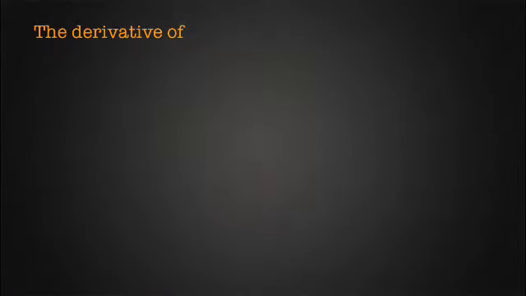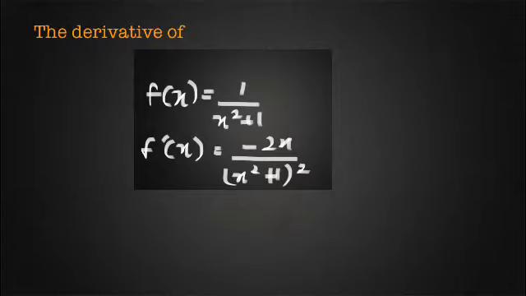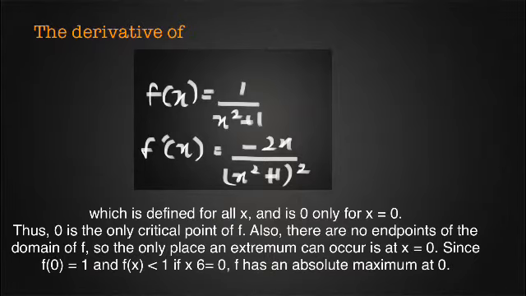The derivative of f(x) equal to 1 over x squared plus 1 is f prime(x) equal to negative 2x over x squared plus 1 squared, which is defined for all x and is 0 only for x equal to 0. Thus, 0 is the only critical point of f. Also, there are no endpoints of the domain of f. So the only place an extremum can occur is at x equal to 0, since f(0) is equal to 1 and f(x) is less than 1 if x is not equal to 0. f has an absolute maximum at 0.